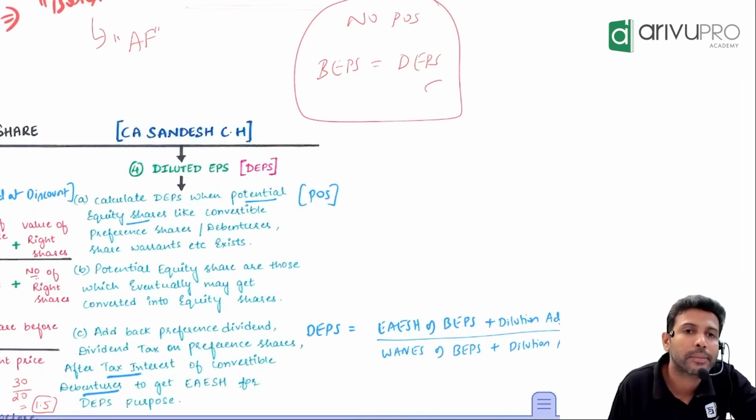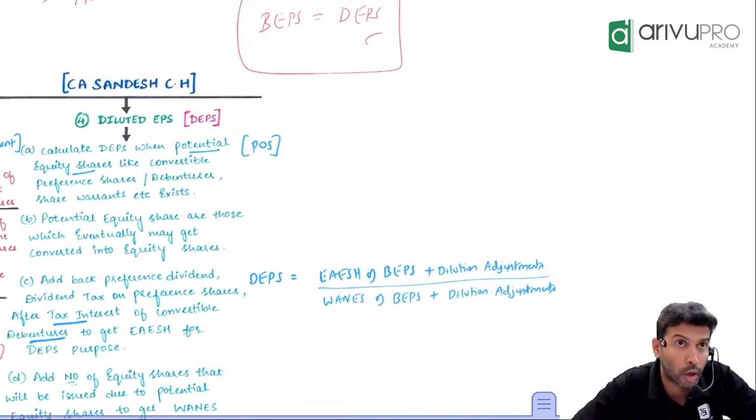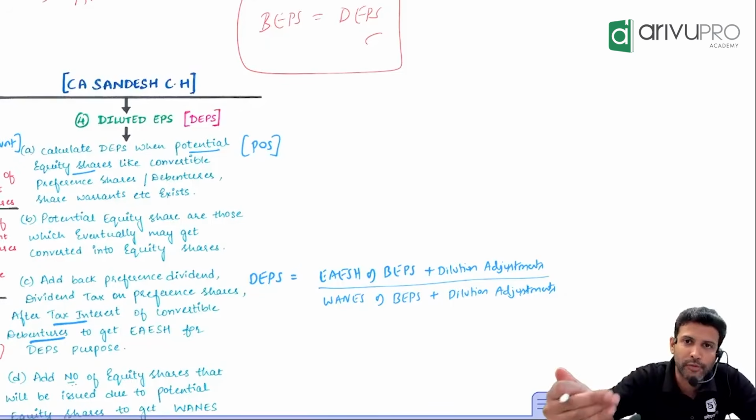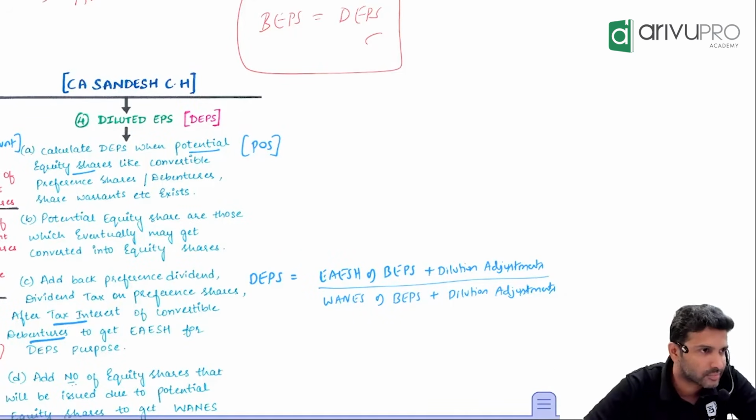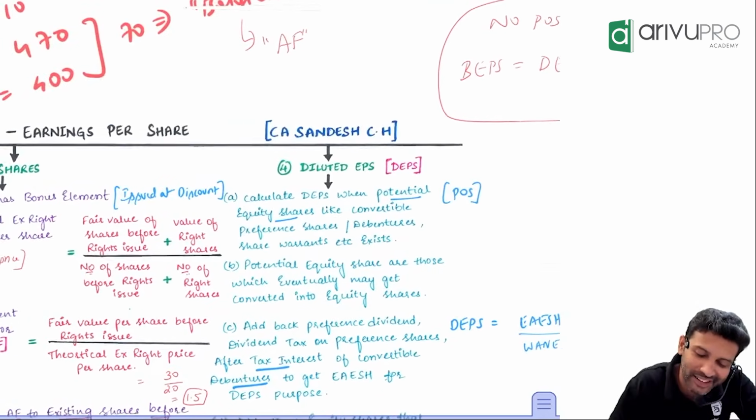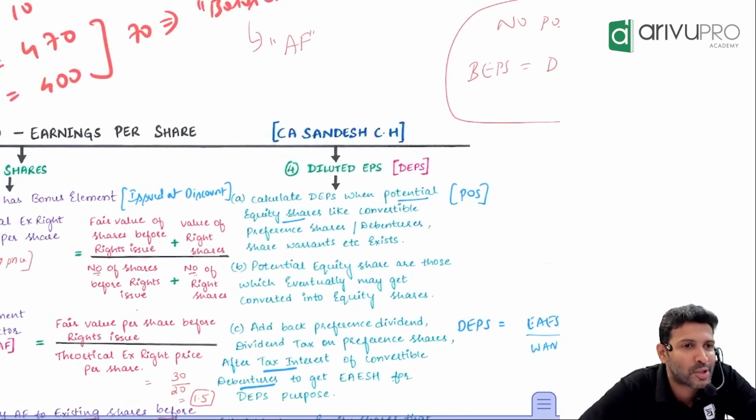Can we run through that? Sir, how do you calculate diluted EPS now, sir? Diluted EPS picks up from basic EPS. Diluted EPS starts from basic EPS. What is the basic EPS formula?